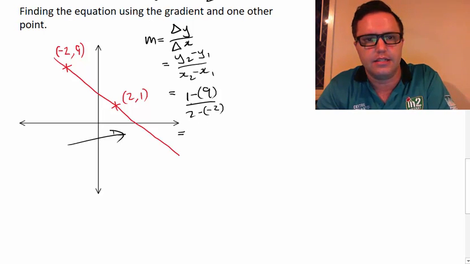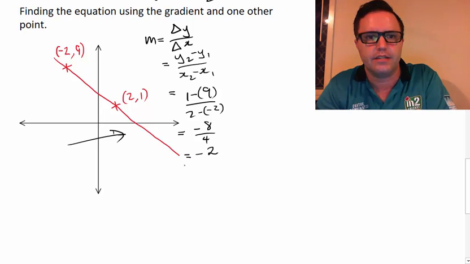And that gets us, 1 minus 9 is negative 8. 2 minus negative 2 is 4. Negative 8 over 4 gets us negative 2. Okay, so that's our m value. Therefore, m is negative 2.